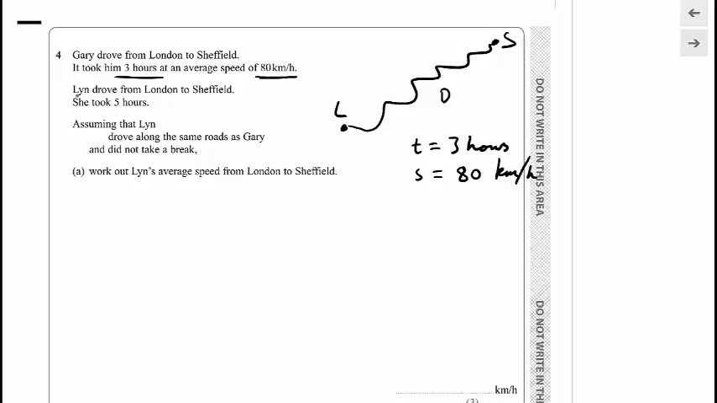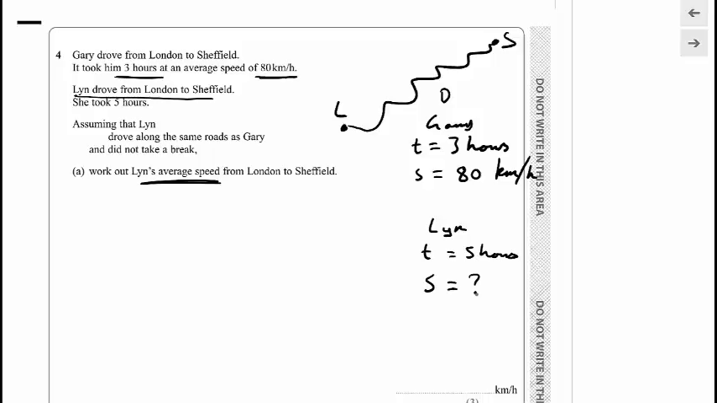We were then told that Lynn, another person, drove this same route, London to Sheffield, but she only took 5 hours. So Lynn took 5 hours. This is Gary. This is Lynn. She took 5 hours. And we've been told that assuming Lynn drove along the same roads as Gary and did not take a break, work out her average speed. So in other words, what is her speed?